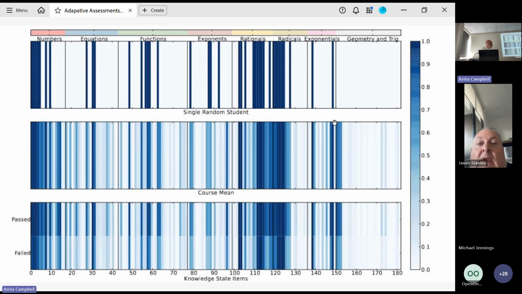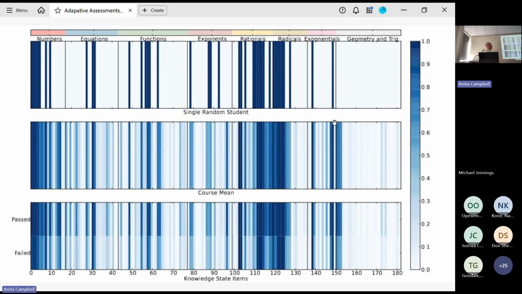So I just want to give you a little bit of a visualization of what the output was. I mentioned earlier, I said a couple hundred. So this is from the Prep for Calculus course that we used. It had 180 concepts, which are lined up along the bottom.